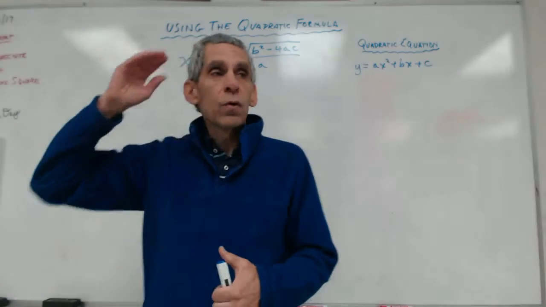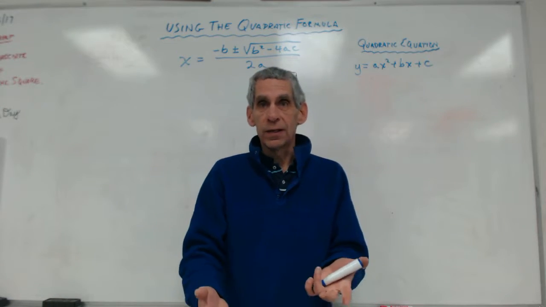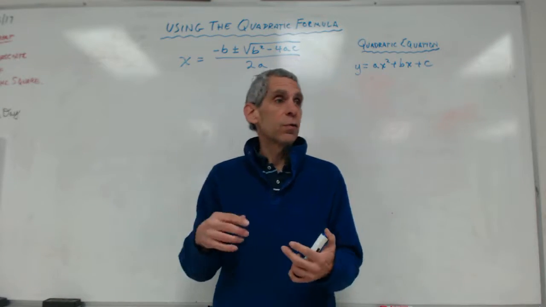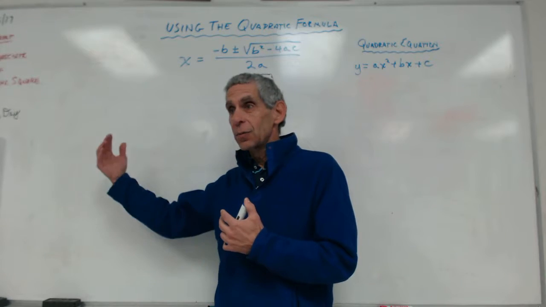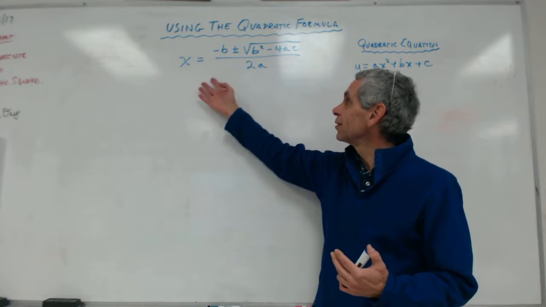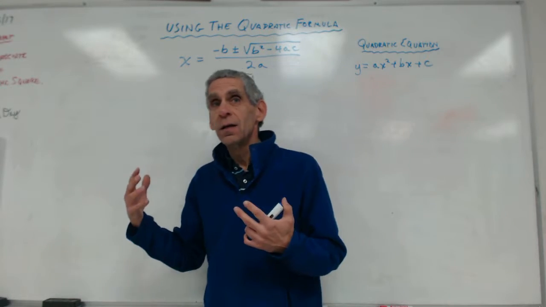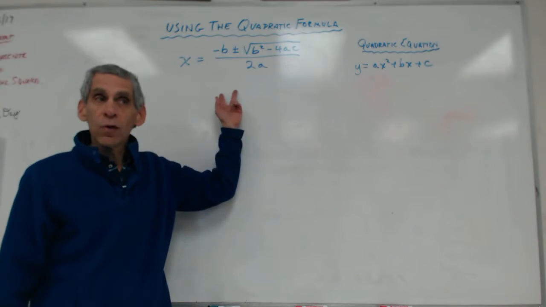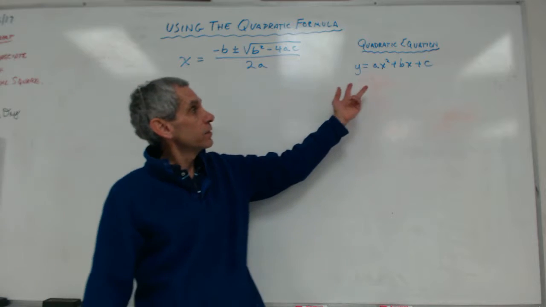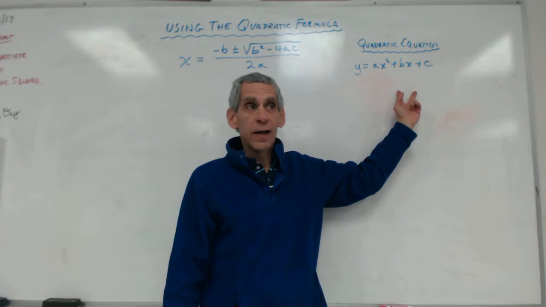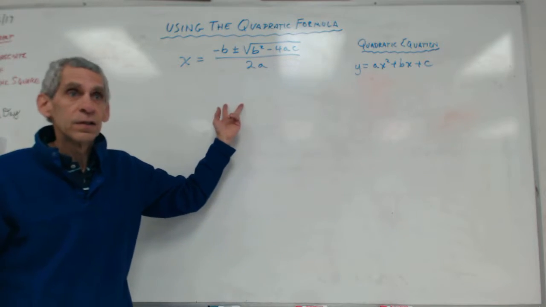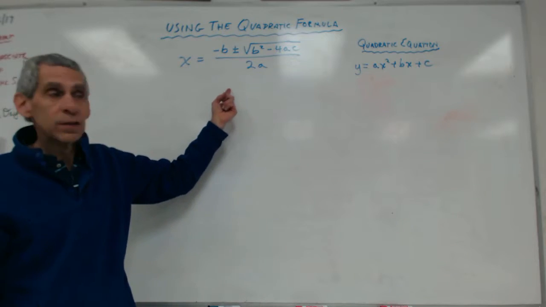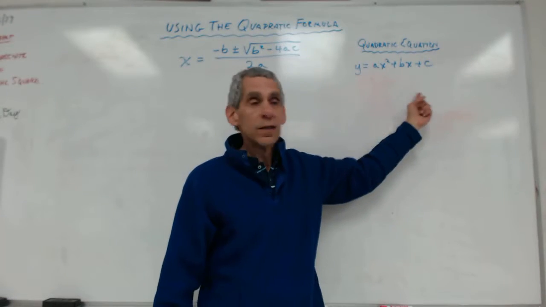So we're going to talk about the quadratic formula today, in particular how to use it. We already have used the completing the square method to derive this formula based on the quadratic equation. This formula is called the quadratic formula. This formula is called the quadratic equation. See the difference? This one says x equals. This one says y equals.